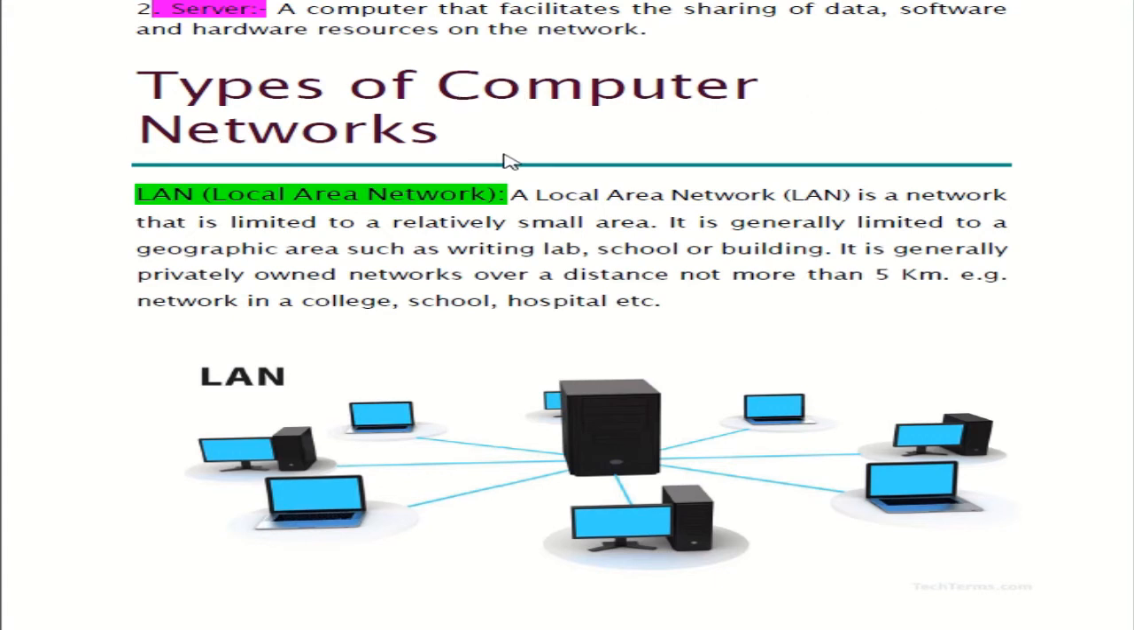There are various types of computer network. First type is LAN. Full form of LAN is Local Area Network. A local area network is a network that is limited to a relatively small area. It is generally limited to a geographical area such as a writing lab, school or building. It is generally a privately owned network over a distance not more than 5 kilometers. Examples are a network in a college, school, hospital, etc.